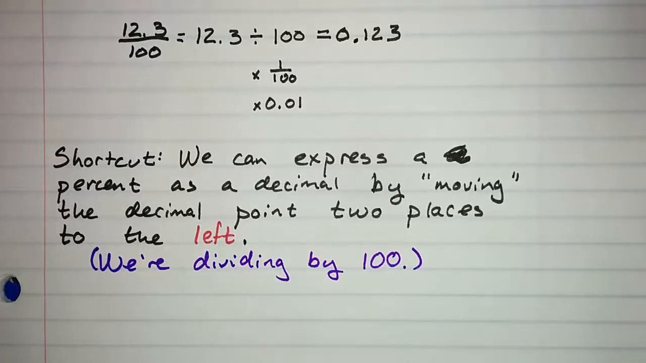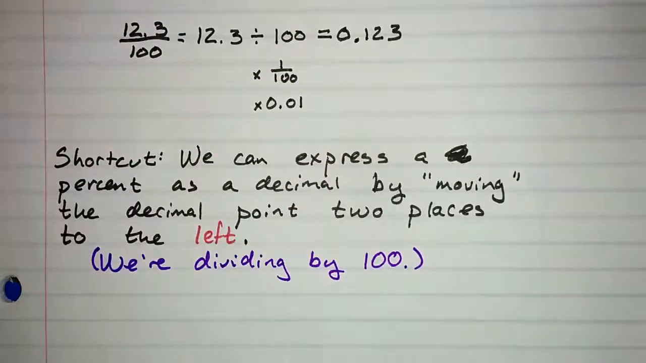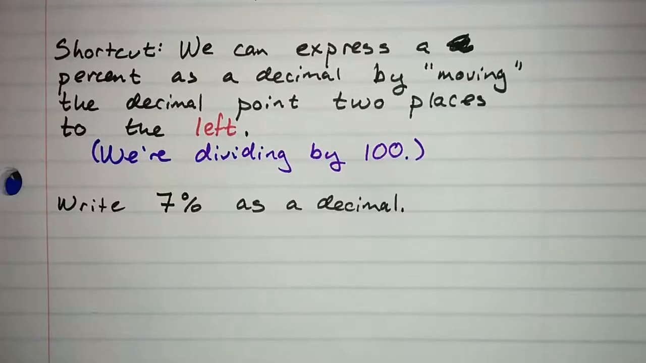I'm going to have you try an example that's really set up for this shortcut to work, just like this. Write 7% as a decimal. Pause the video and try this now.